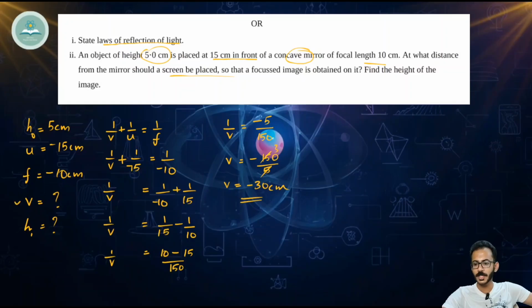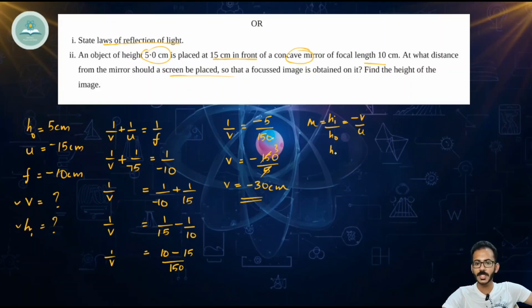Now we have to find out the height of the image. So height of the image can be found out using the magnification equation. M is equal to height of the image by height of the object, or it also can be written as, here this is mirror, so in mirror formula plus is coming, so in magnification minus will come, minus V by U. Let me substitute the values here.